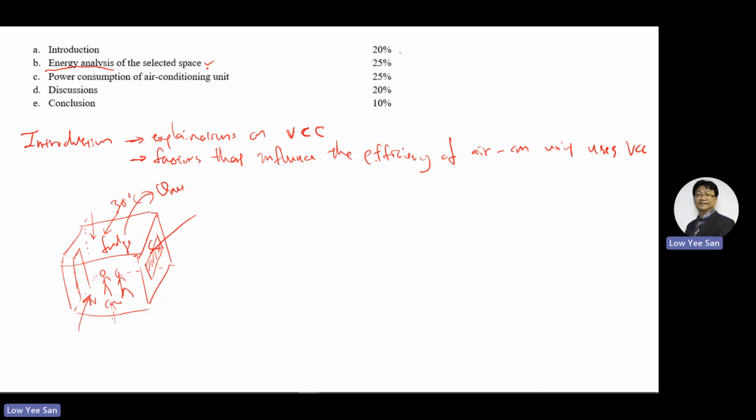Energy analysis. So the point is you need to consider all the possible sources of heat and then take care of them one by one. If you don't want to put into your calculation, you just need to make some good logical assumption, then you don't need to put in your calculation. Whatever it is, you have to take care of them one by one.